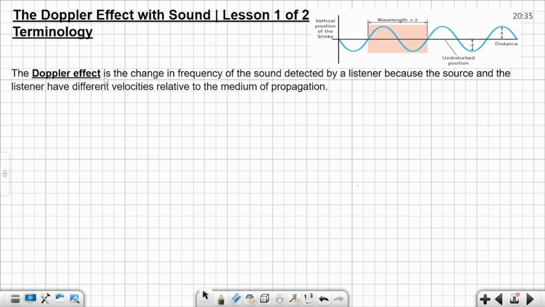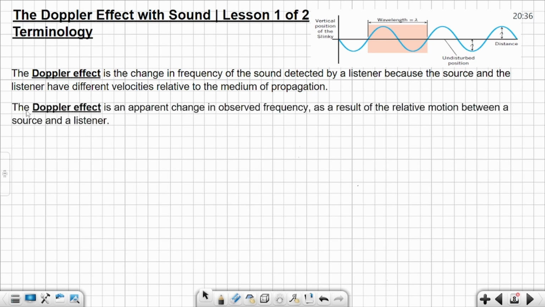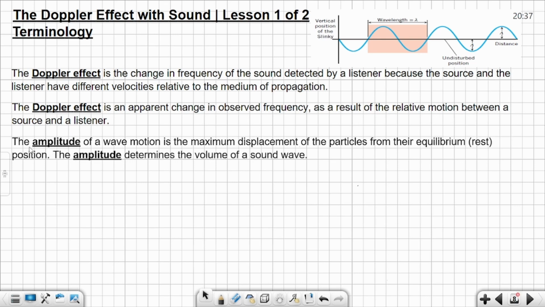The Doppler effect is the change in frequency of the sound detected by a listener because the source and the listener have different velocities relative to the medium of propagation. Okay, if you find the first one complicated, you can give the second one. The second one says the Doppler effect is an apparent change in observed frequency as a result of the relative motion between a source and a listener. The next terminology is this one.